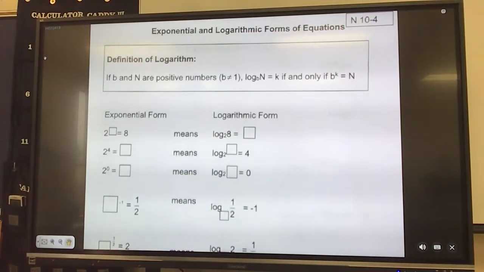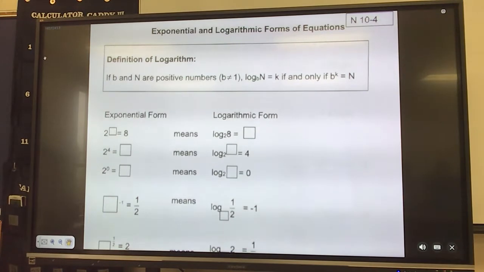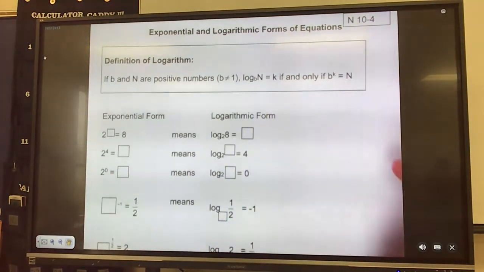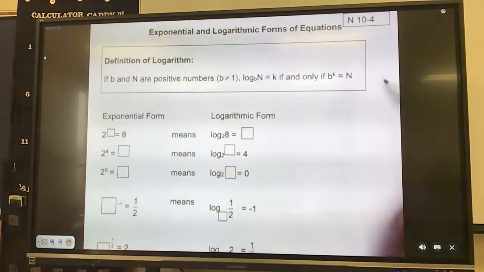Alright, this is notes 10-4, exponential and logarithmic forms of equations. Very, very simple stuff. If you notice up here at the top, it gives you a write-up of how you convert from log to exponential, and you can go vice versa.